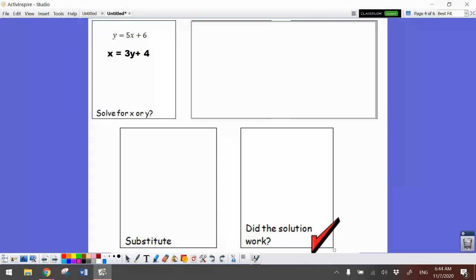Okay, let's take a look at this one. So we have y equals 5x plus 6 and we have x equals 3y plus 4. So both of these are just fine. They're already solved for y or x, and I just need to substitute. So I seem to do a lot of substituting for y, so let's go ahead and substitute for x this time. So we've got equation 1, equation 2. We're going to use this one to substitute.